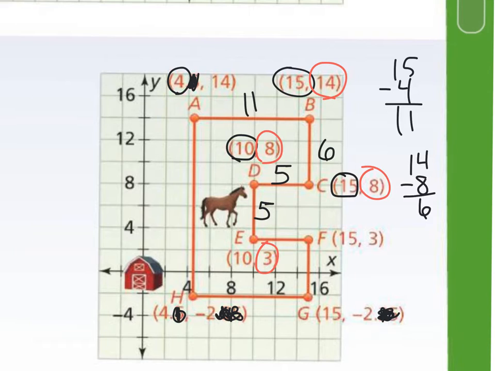Notice E to F is the same as DC, so we can go ahead and just say that's going to be 5 automatically. If you want to rework it to make sure you did it correctly, you can.